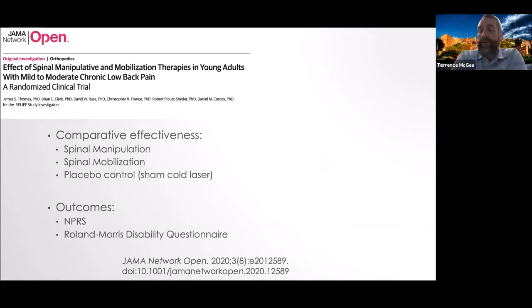So here was the article that my colleague shared with me: the effects of spinal manipulation and mobilization therapies in young adults with mild to moderate chronic low back pain. Okay, you think no big deal, right? We're looking at manipulation and mobilization techniques in patients that have mild to moderate persistent pain. But there's a problem in the title itself, and that's the fact that it's persistent pain or chronic pain.